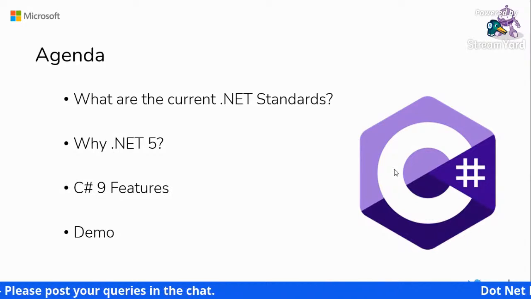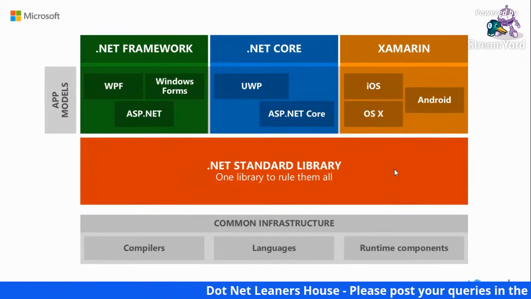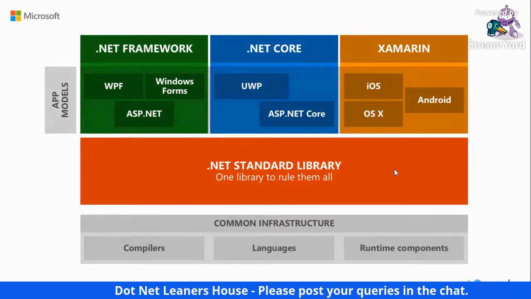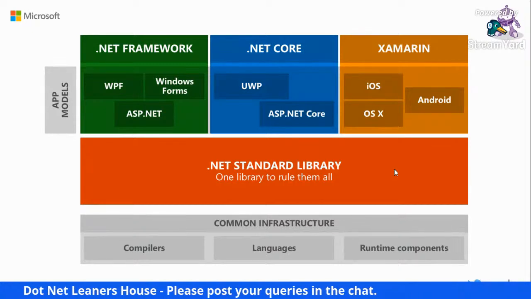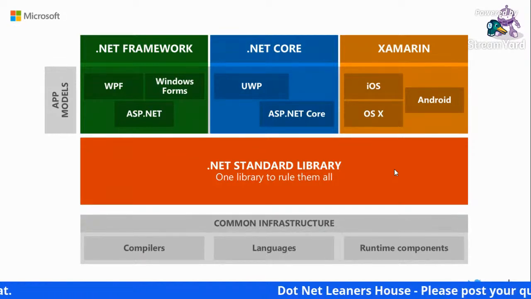Okay, so first we'll see what the current .NET standards are. Most of you are aware of them. We have three things, right? .NET Framework, .NET Core, and .NET Standard. When I started learning .NET, I first realized, why are there three things? Why should I learn three things?